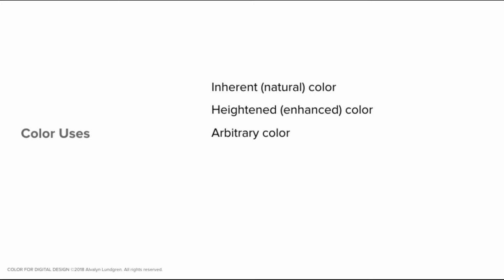And then arbitrary color is color that's applied for functionality, to set a mood, or for aesthetic reasons. So arbitrary color is the choice of the designer or the artist. So here we have a book cover using a yellow, green, and a black and white. So those three colors are applied for the purpose of the design and to communicate a particular idea or mood or express the content of the book.